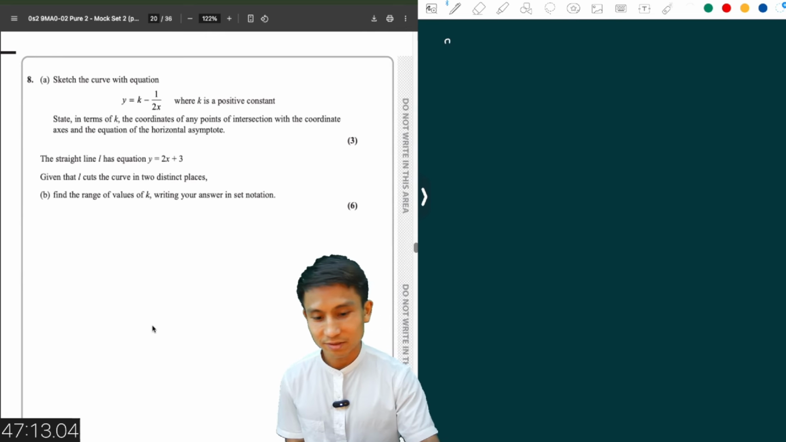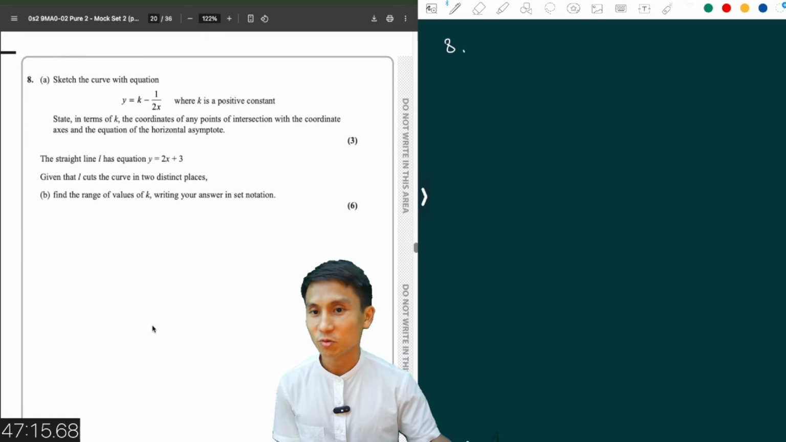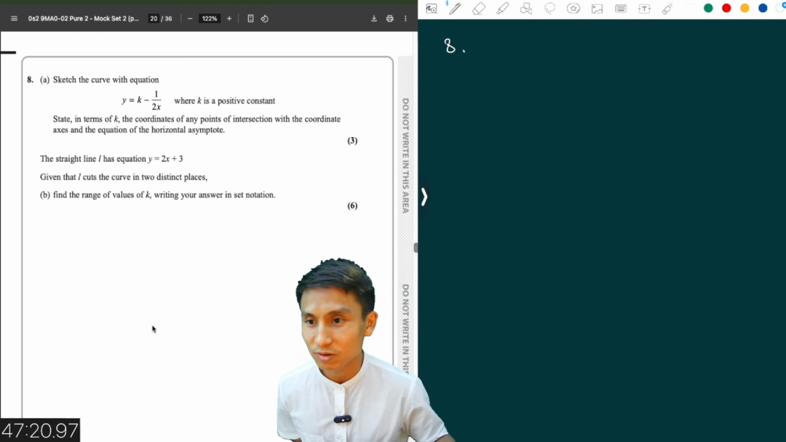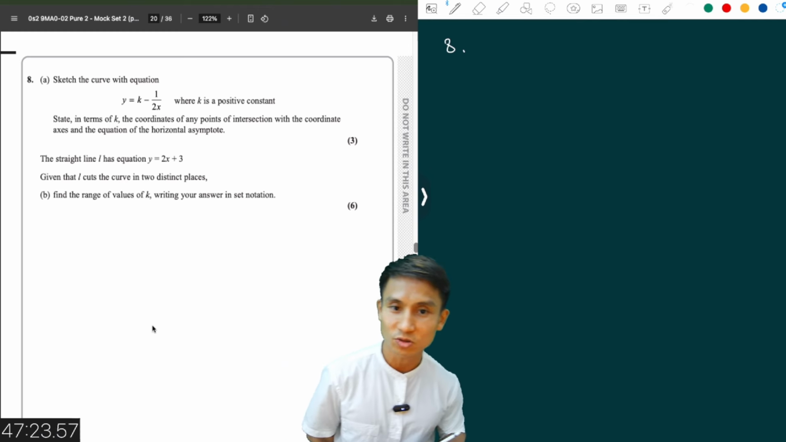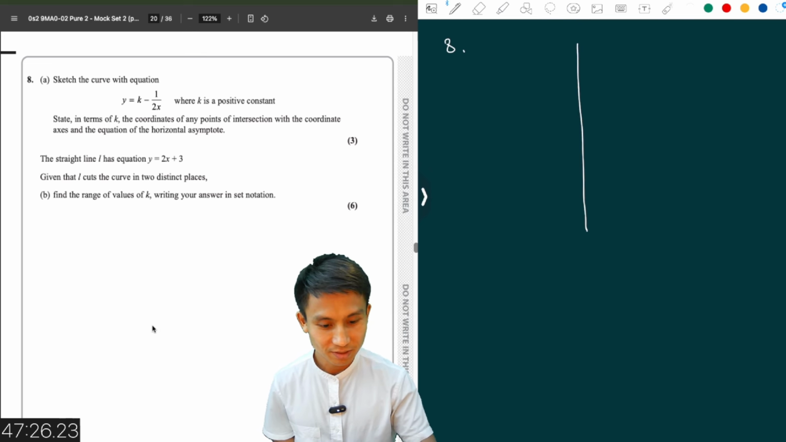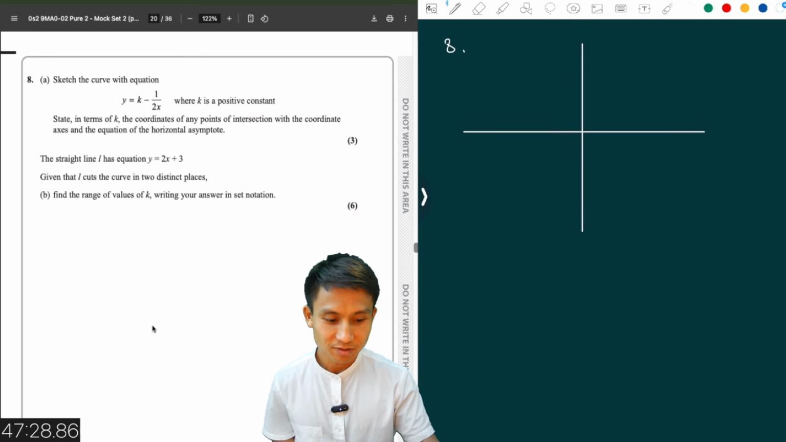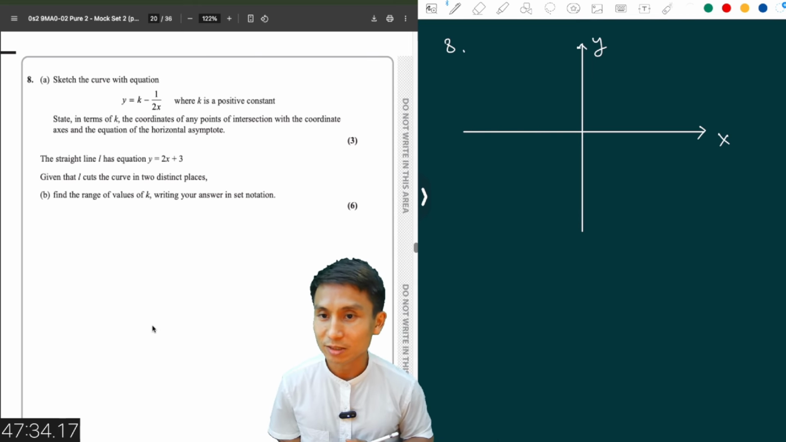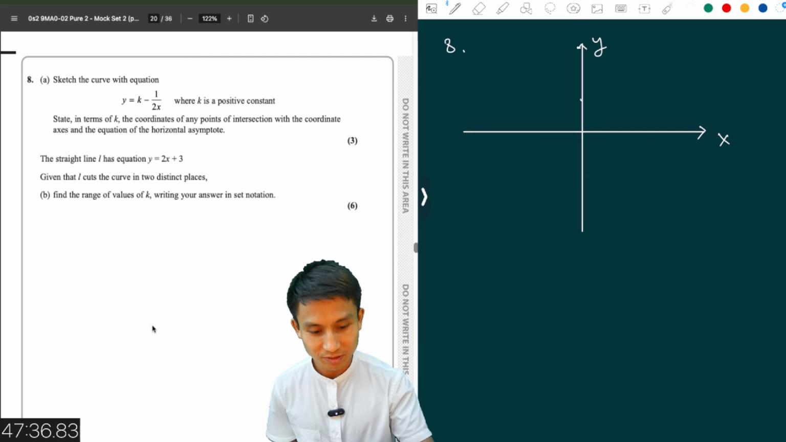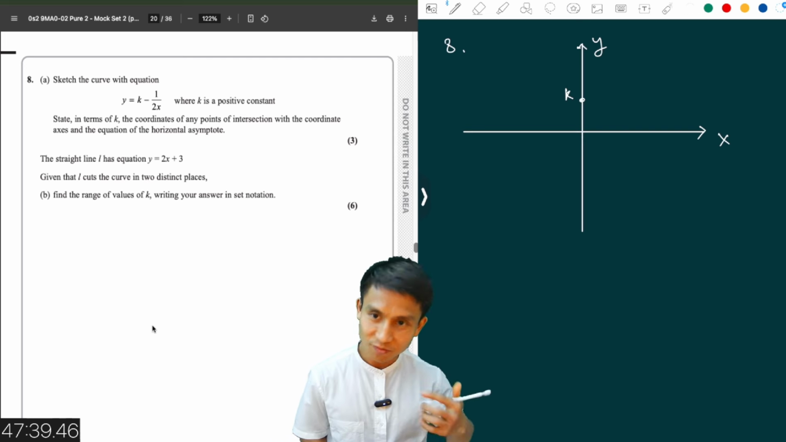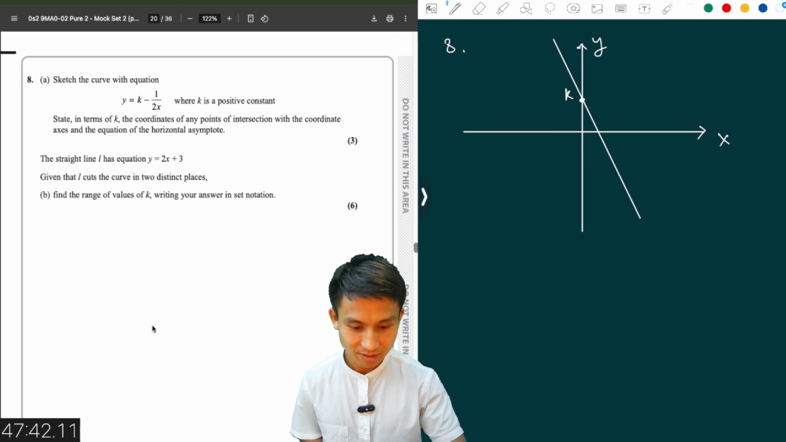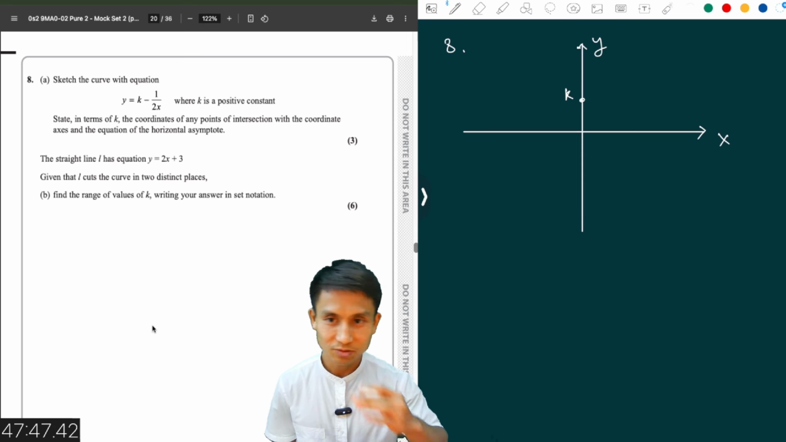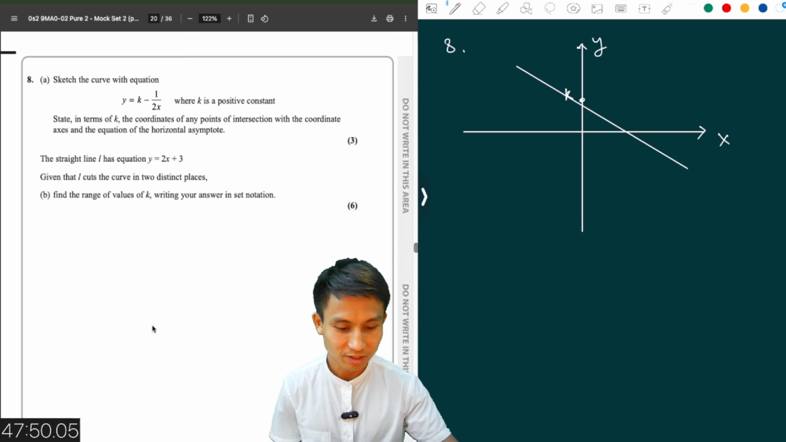Next, question 8. Part A. Sketch the curve with equation as given, where k is a positive constant. State in terms of k the coordinates of any points of intersection with the coordinate axes and the equation of the horizontal asymptote. Alrighty. So we're going to just sketch by ourselves because I don't have graph paper. So k is a positive constant. That means the y-intercept is around k maybe. And this is a negative gradient line, so I'm just going to do that. That's easy. And then, hang on. So that should be like this more, to make it make sense.